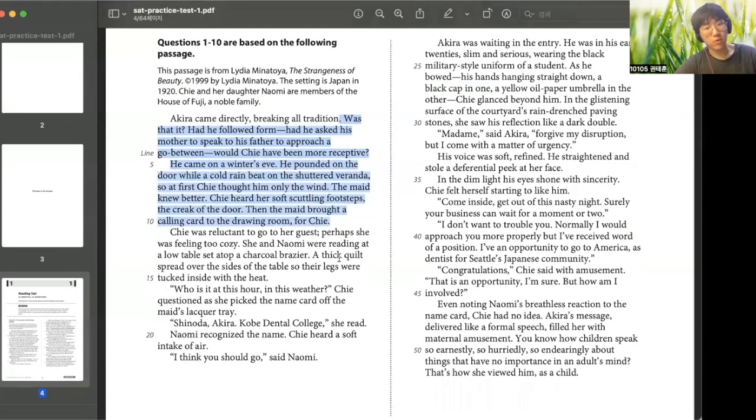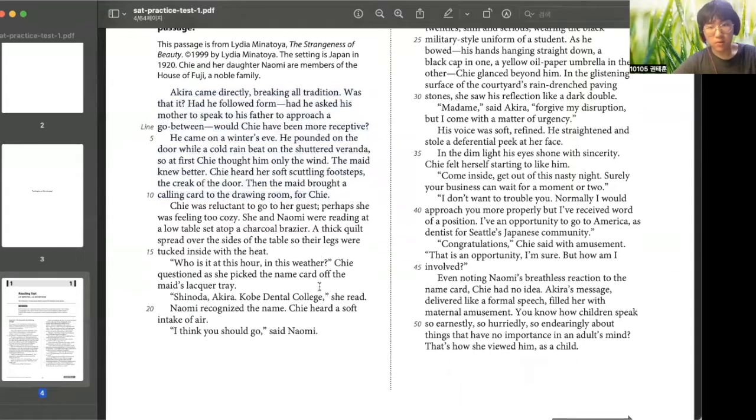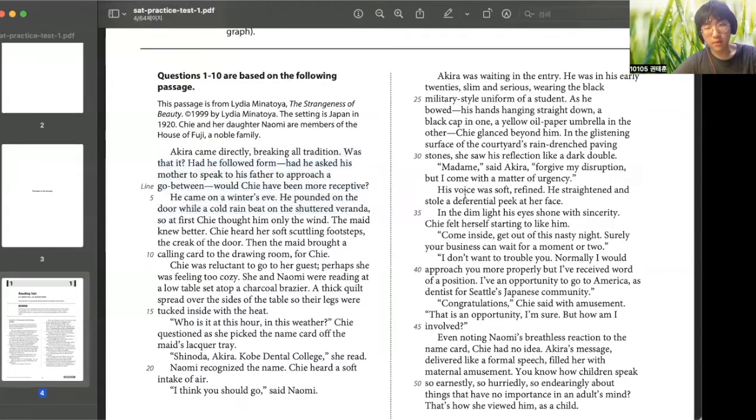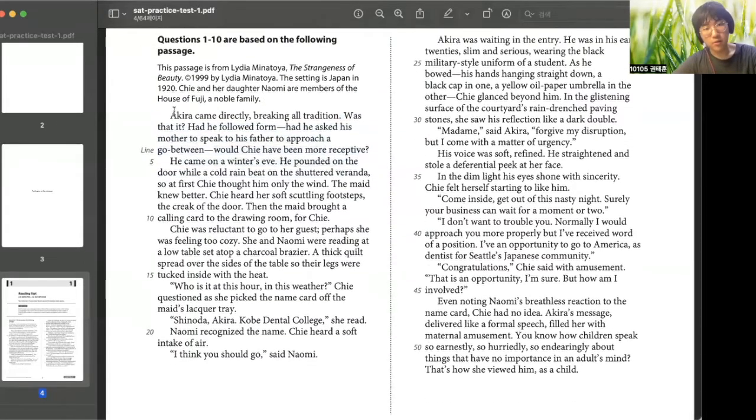The first passage will always be a fictional novel passage with a fictional approach to writing, and some of you who have read a lot of books will be familiar with some of them, as they use a lot of famous books too. As you can see here, the first passage is basically about a person named Akira Chai. It takes place in Japan, the setting is in 1920, and it's written in 1999.